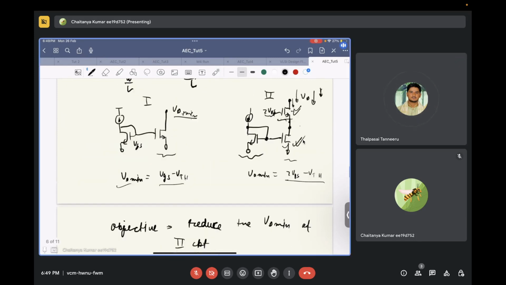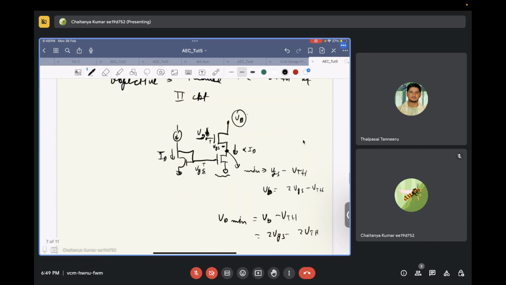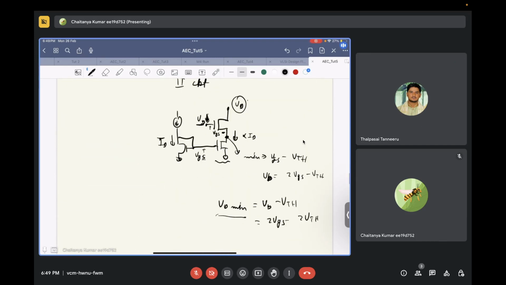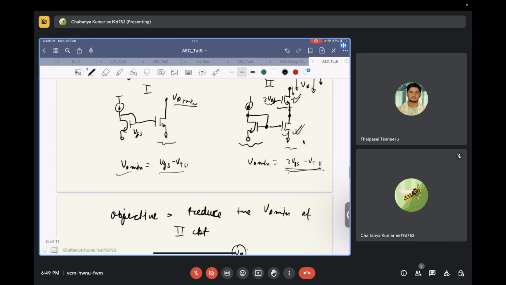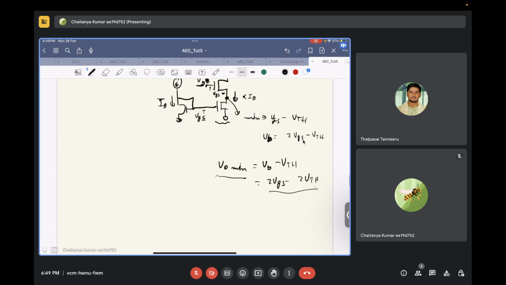Now you see that from two times of VGS minus VTH, the VD min has now reduced to two times of VGS minus two times of VTH. So now you can get a relatively higher swing, although it won't match the swing limits of this particular thing, but it's still better than what you had previously. Now there is a problem in this current source. One more problem has crept up in this current source. Can you identify that?